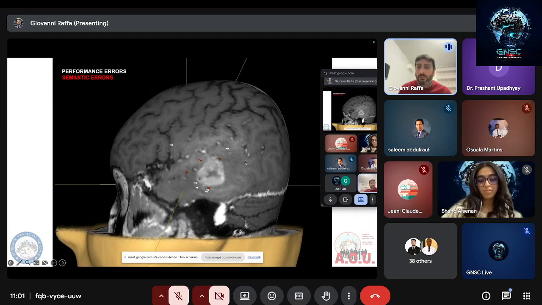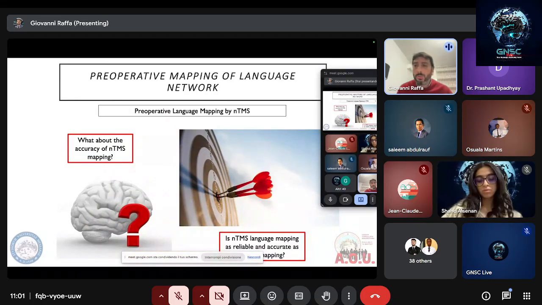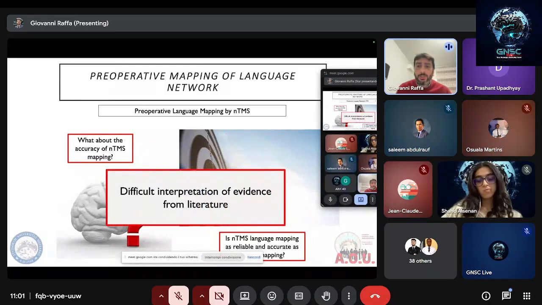sites, and we can achieve our map before surgery, in which you can see those spots that are surrounding the lesion but are not located over the lesion. So again, this kind of information can be useful to plan our surgery. What about the accuracy of this kind of approach?